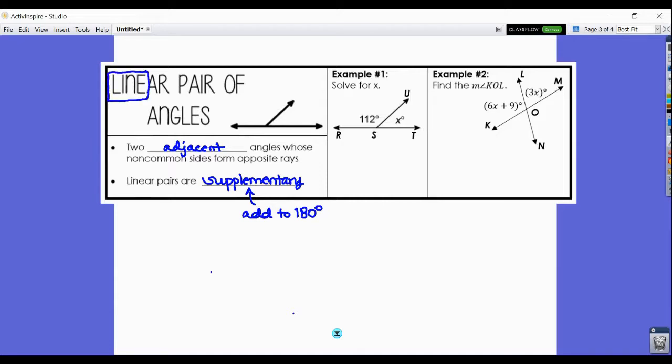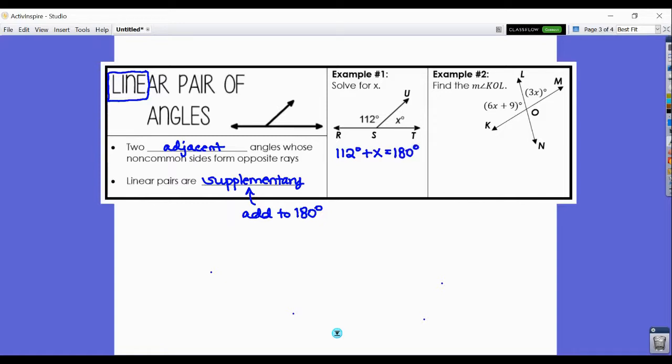That way I know they form a straight line together. In example 1, we want to solve for x. So I know that this straight line, this linear pair, adds up to 180. I just got to add up the two parts. So I add up the 112 degrees for angle RSU. Then I want to add angle UST, and that will give me my total length of 180 degrees.